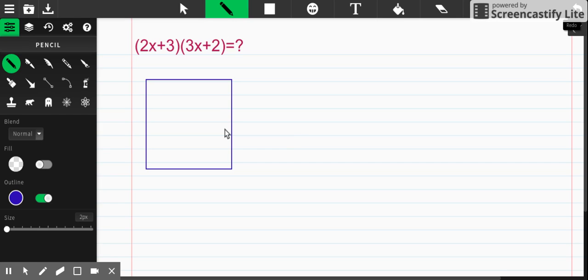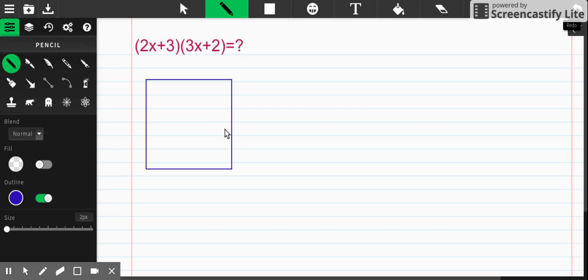Hey everyone, I wanted to give you a quick reminder of how to use area models when you're multiplying two expressions, and then I'm going to show you how it compares to the distribution method. So the first thing you're going to do is start out with your giant expression here, 2x plus 3 times 3x plus 2, and we're going to try to figure out what that thing equals.